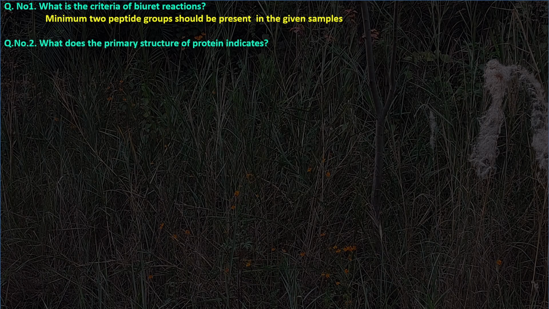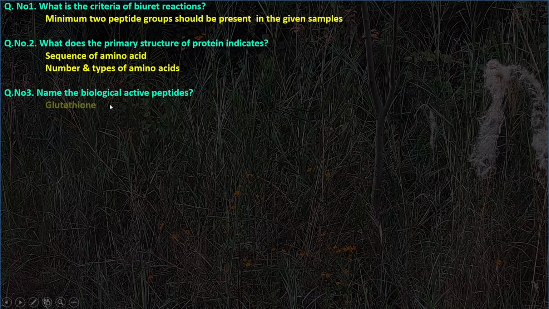What does the primary structure of the protein indicate? The primary structure of the protein indicates the sequence of the amino acids and the number and types of amino acids. Name the biologically active peptides. Number 1, glutathione. Number 2, oxytocin. Number 3, vasopressin. Number 4, gramicidin S. These are four important biologically active peptides which have different important functions in our body.